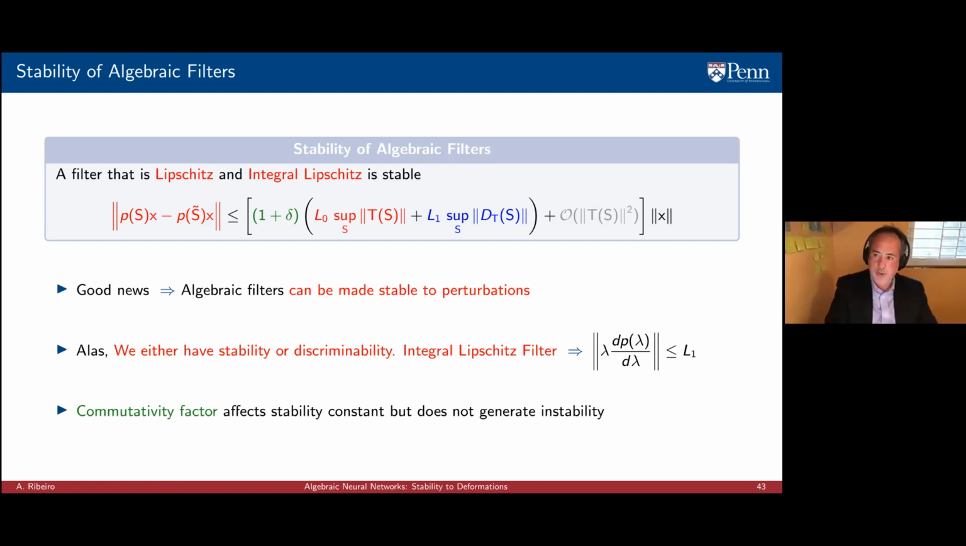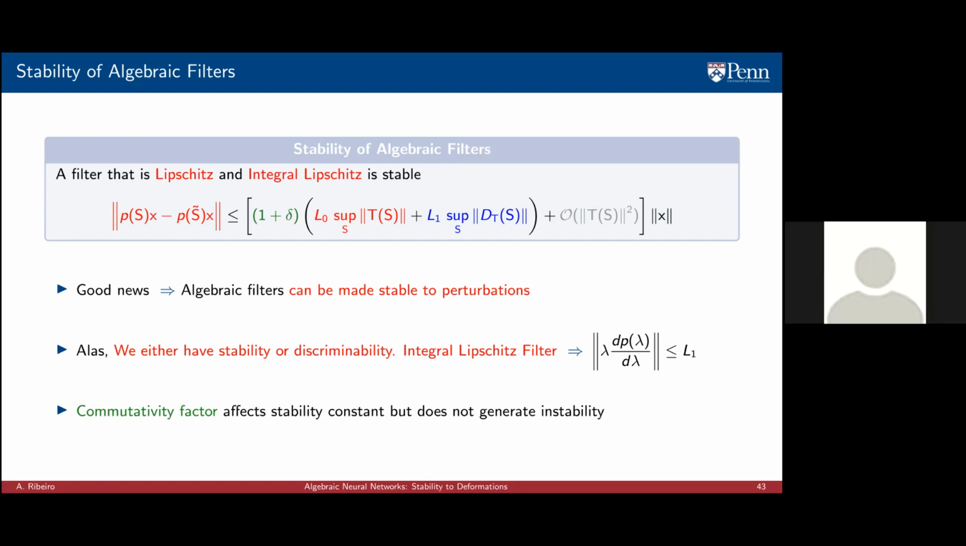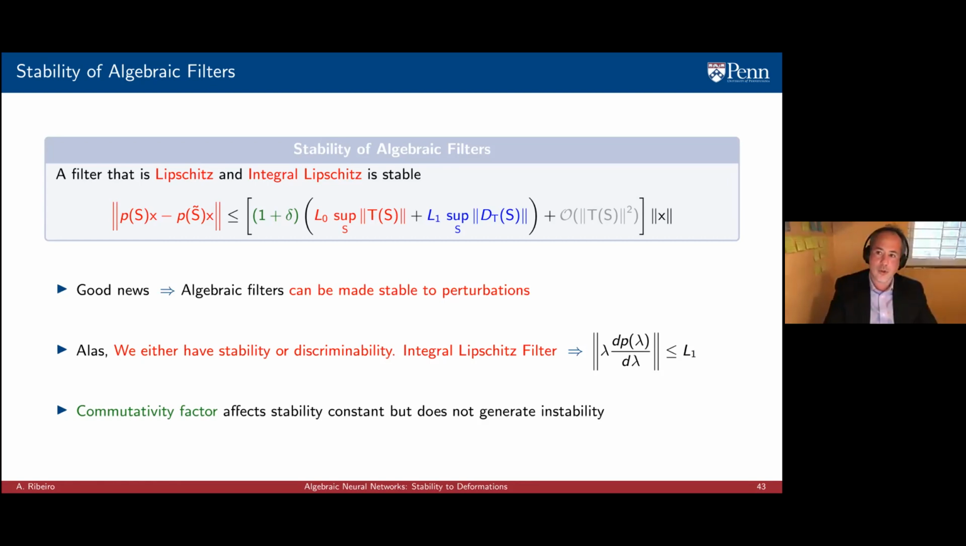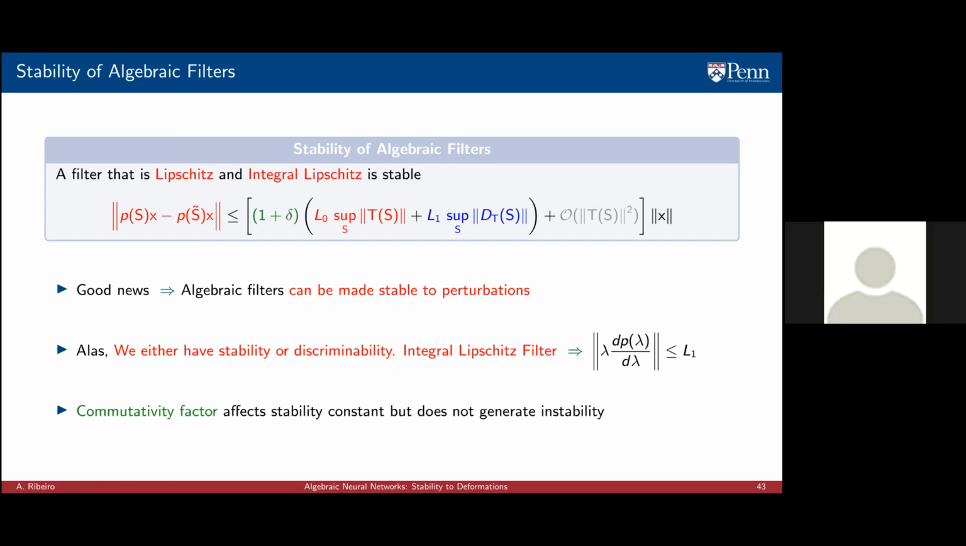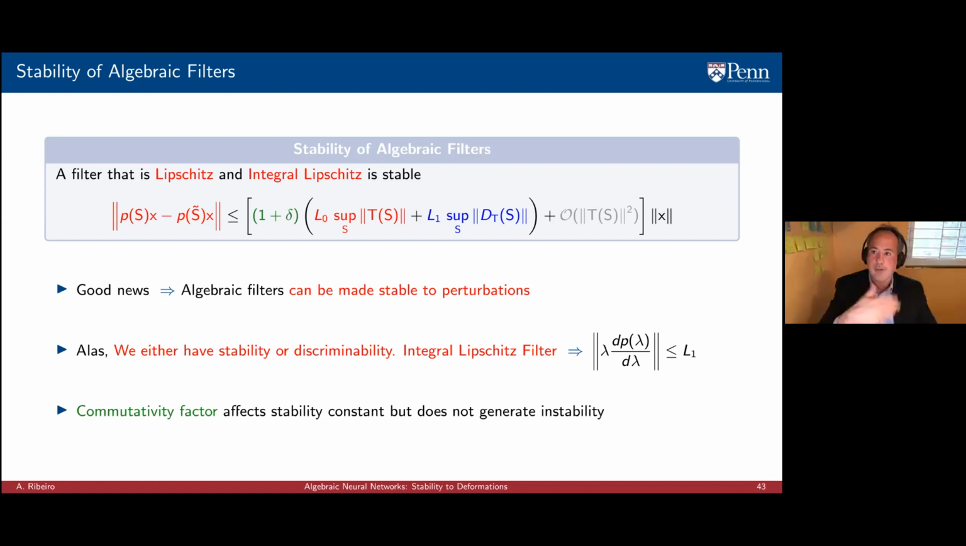Okay, so I think that your question is more or less the same question that Fabian just asked, right? The theorems are a sufficient condition. If the filter is Lipschitz and integral Lipschitz, it will be stable, but there could be a condition that is tighter than that, that I don't know, that will make the filters stable as well. Okay, thank you. I do know that there are filters that don't satisfy these conditions that are unstable, but I can't tell you that it is an if and only if condition. Okay.